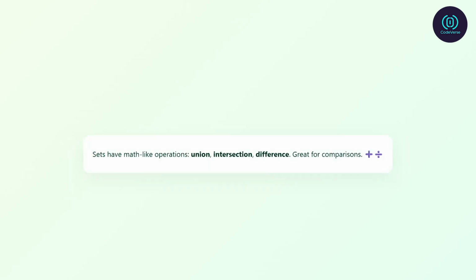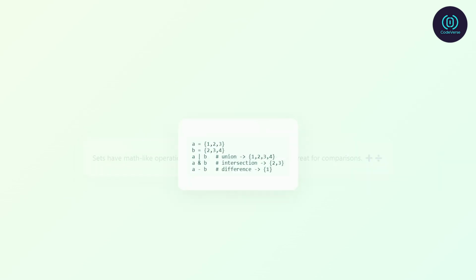They also have powerful math-like operations. Union: combine 2 sets into one, without duplicates. Intersection: find common elements between 2 sets. Difference: find what's in one set but not in the other.